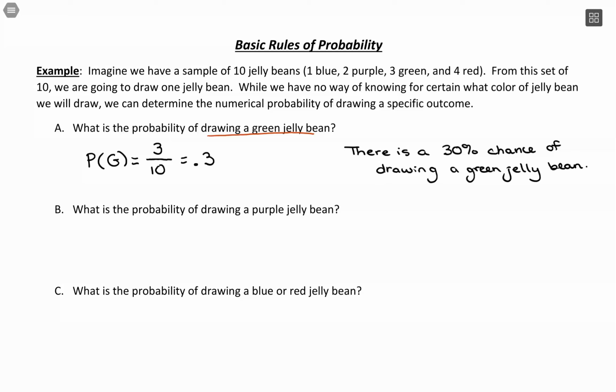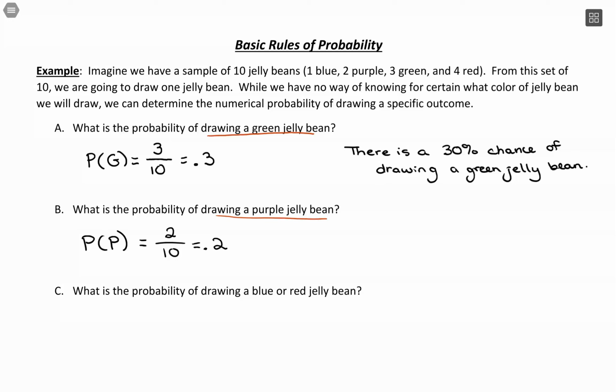With part B here, what's the probability of drawing a purple jelly bean? So my event changed to a different color. So this is the probability of drawing a purple jelly bean. Out of the 10, I need to know how many are purple, which there are 2. So that'd be 0.2.